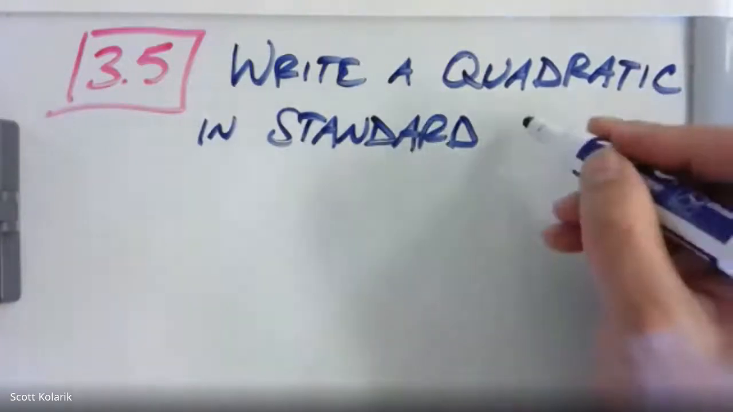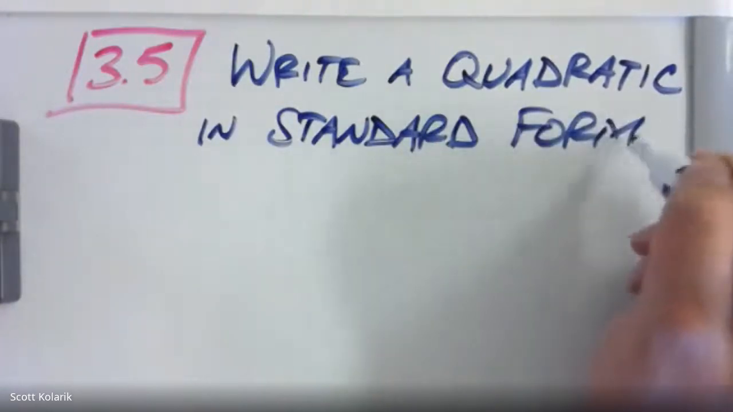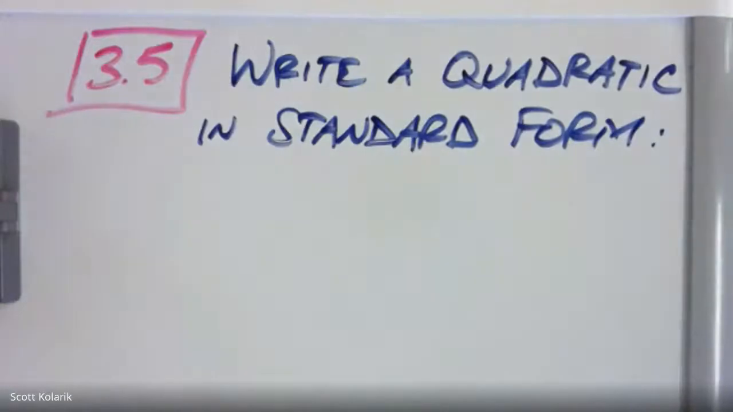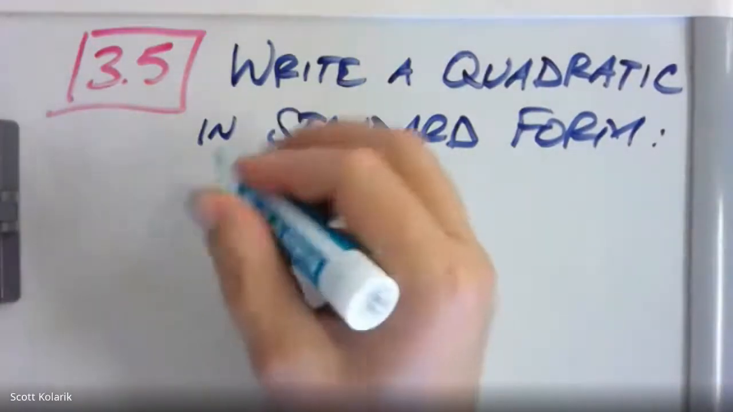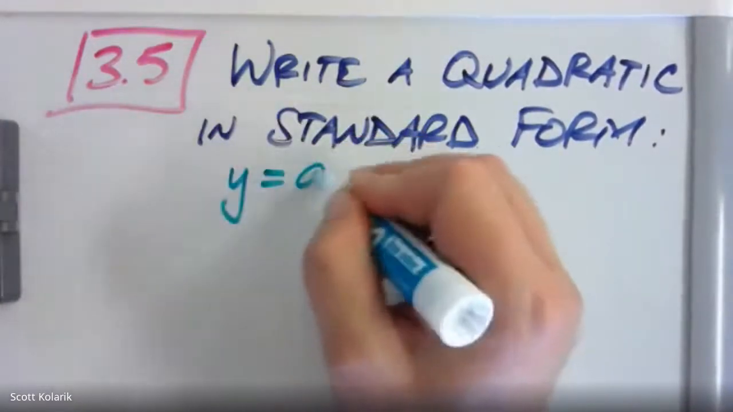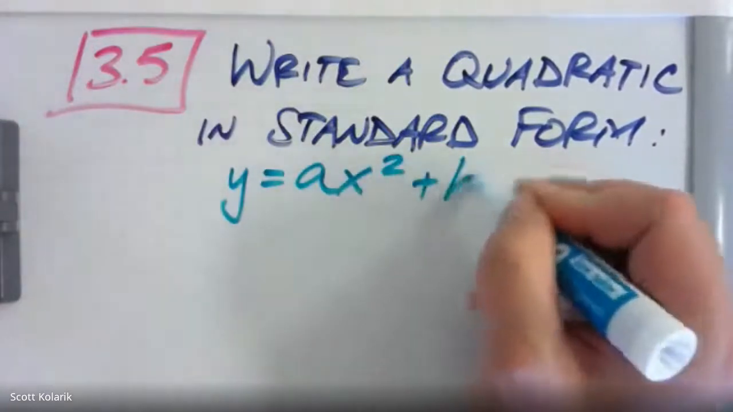So first off, it's going to be important to understand what standard form actually is. And so for us, that standard form is going to look like this. y equals ax squared plus bx plus c.